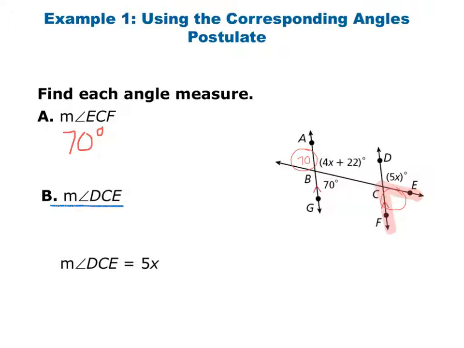Now let's find the measure of angle DCE. So you have DCE. What can we do to find this measure? Yes. Well, since it's 70 and it has to equal 180, you just do 180 minus 70. And then that equals 110.